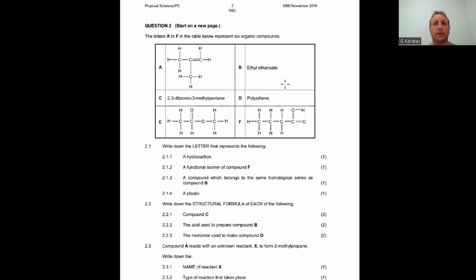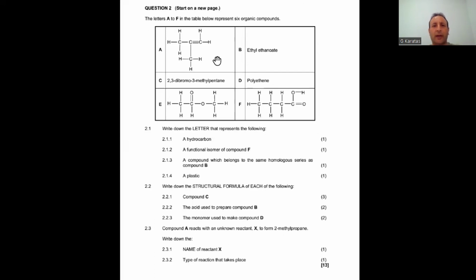Hi everyone. Today we can go through question 2 of November paper 2016. Question 2 is related to the first section of organic chemistry, which is the structures of organic compounds. In this question, we have from A to F 6 different compounds with either their structural formula or IUPAC names provided.